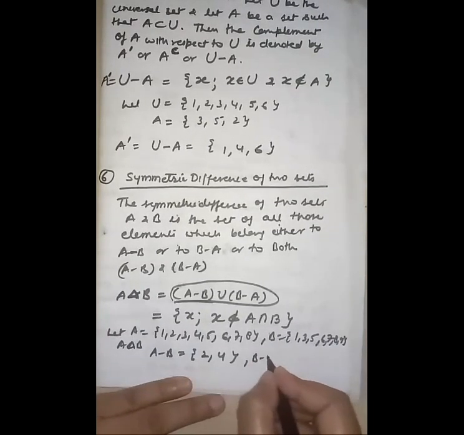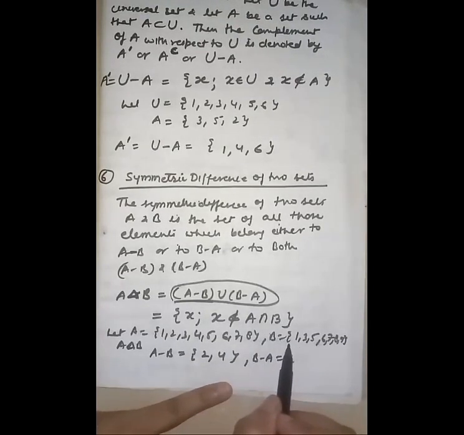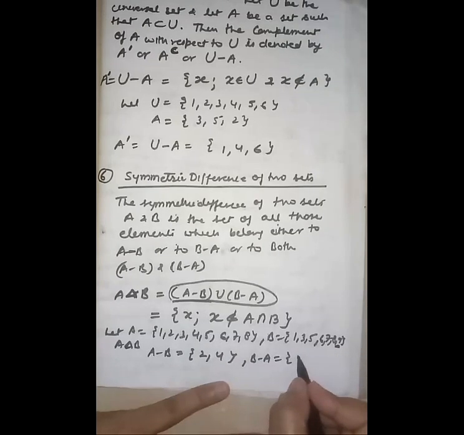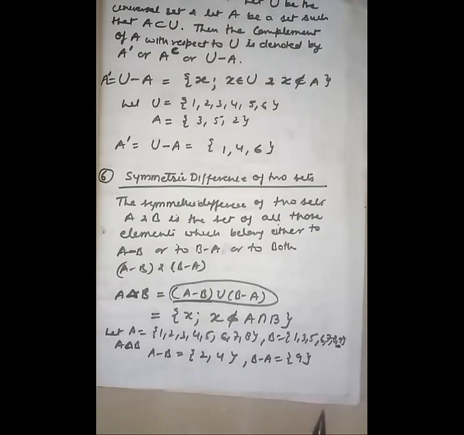Now similarly you can find B minus A. So for B minus A, you check the elements which are left only in B. Comparing B and A, you can find only 9. It's only in B, not in A. So the element of A minus B is 2, 4, and B minus A is 9.